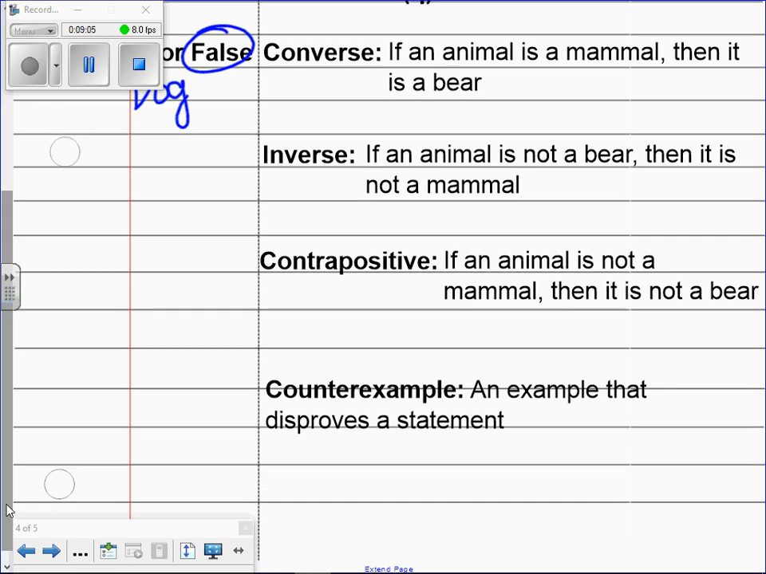Inverse. Let's determine if that's true or false. If an animal is not a bear, then it is not a mammal. So I want you to take a few seconds to determine if that's true or false. And if it's false, then you can come up with a counterexample.